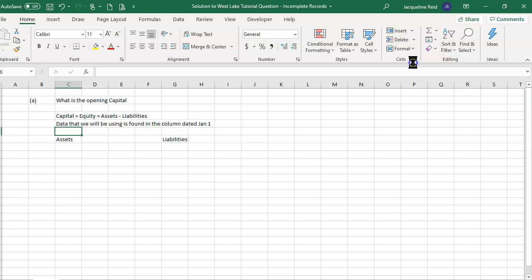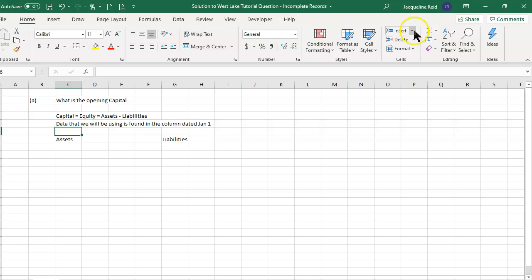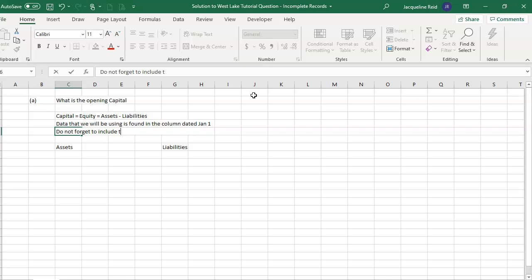So I'm going to put that in red now. And it is a warning. Do not forget to include the opening balance for the cash book.